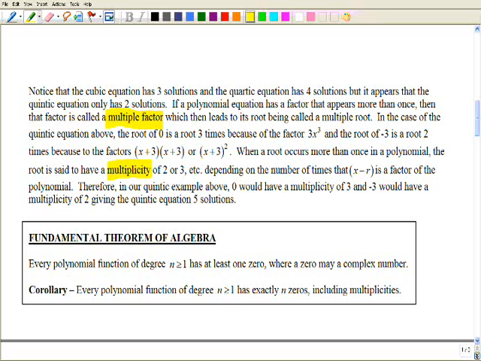Here's what we're going to call the fundamental theorem of algebra. Well, it is the fundamental theorem of algebra, and it states that every polynomial function of degree n greater than or equal to 1 has at least one zero, where 0 may be a complex number. A corollary for that would be every polynomial function of degree n greater than or equal to 1 has exactly n zeros, including multiplicities.